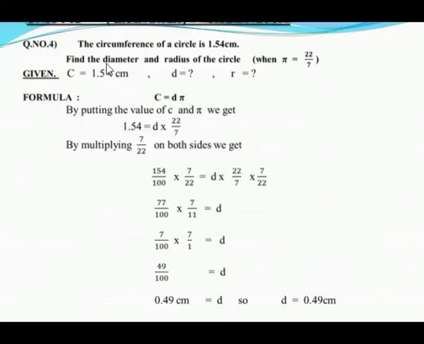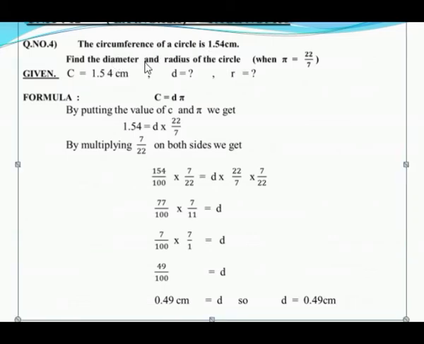Okay, now question number 4 of exercise 12.1. Here, the circumference of a circle is given to you, which is equal to 1.54 centimeter. You have to find the diameter and radius of the circle when pi is equal to 22 by 7. First of all, we have to write this format, which you can do on your notebooks also. C is given, you have to find D and R, diameter and radius.